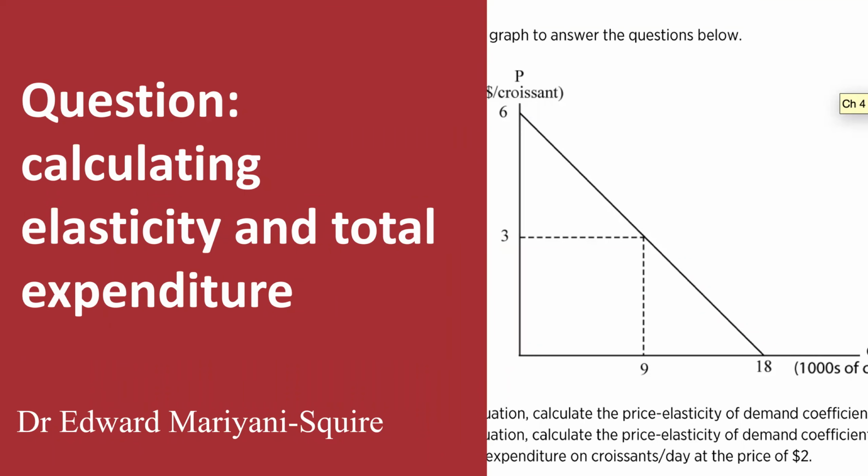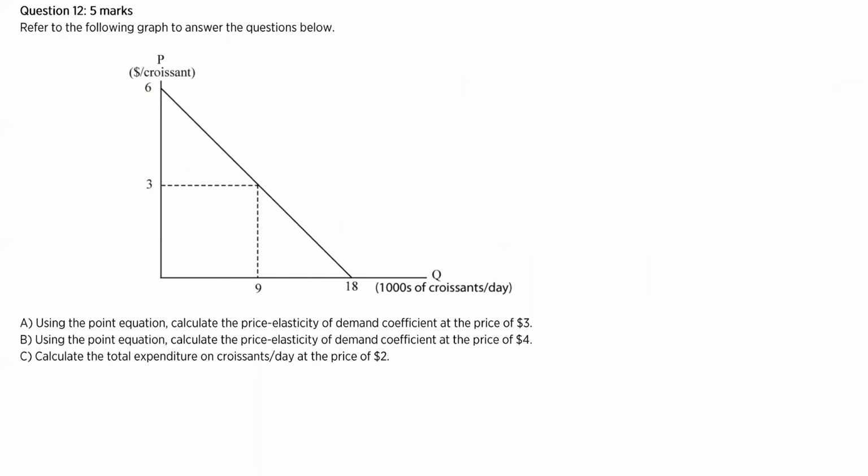Okay, here's how to answer a question about calculating price elasticity of demand and total expenditure. It's from the practice exam. So here's our question. There's a graph below showing a demand curve for croissants. We've got the price on the vertical axis and the quantity demanded on the horizontal axis. The first part of the question asks you to use the point equation to calculate the price elasticity of demand coefficient at the price of $3.